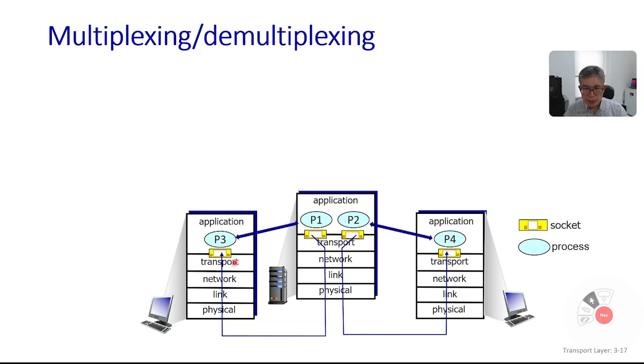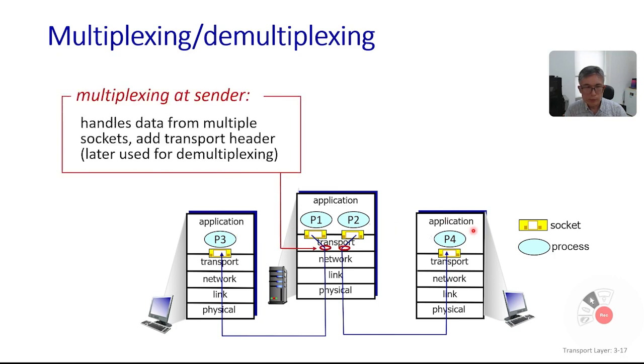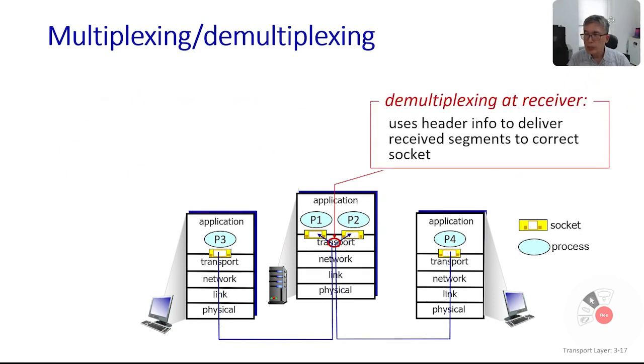Application P3 in client one communicates with application P1 in the web server. On the other hand, the web server's thread P2 communicates with application P4 in client two. Multiplexing at the sender handles data from multiple sockets, adds the transport header, and delivers to the appropriate destination. Demultiplexing at the receiver uses the header info to deliver the received segment to the correct socket.